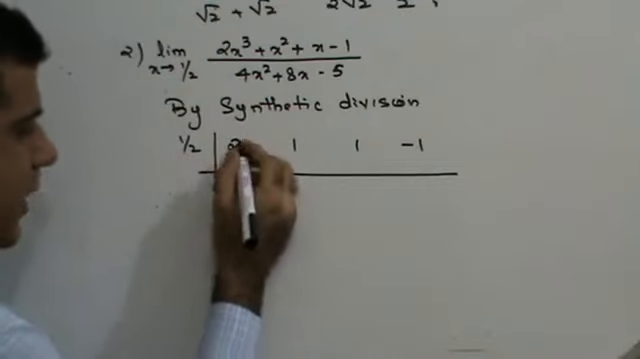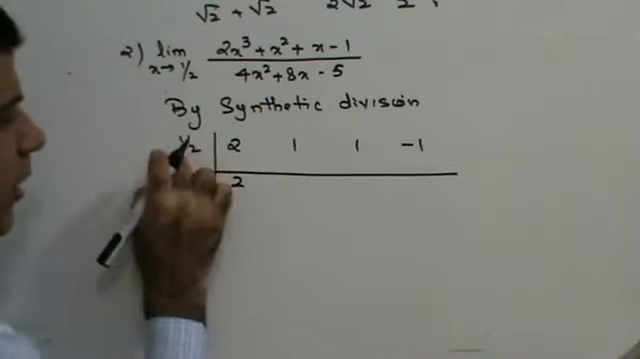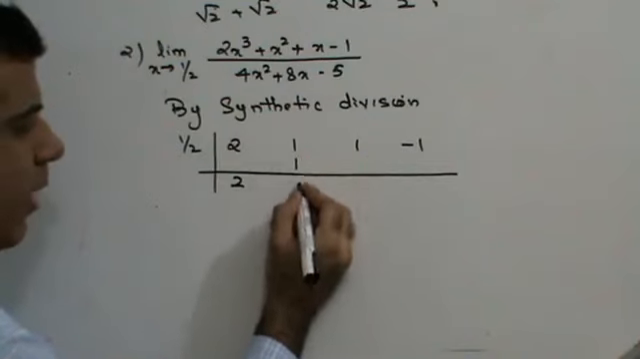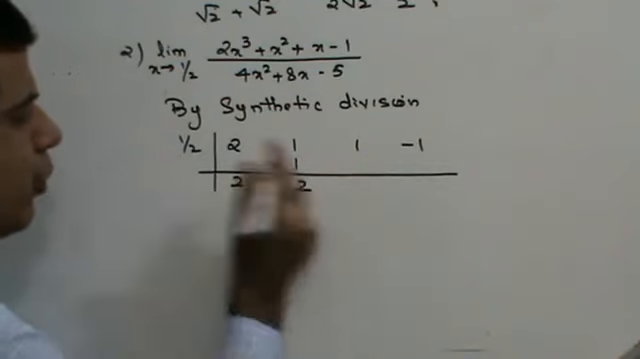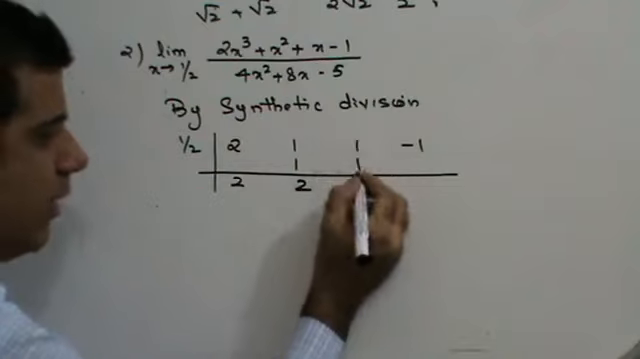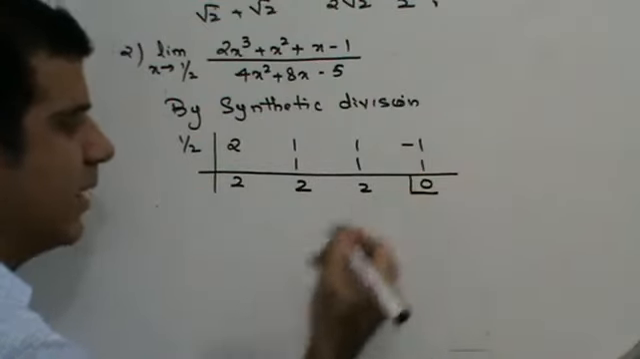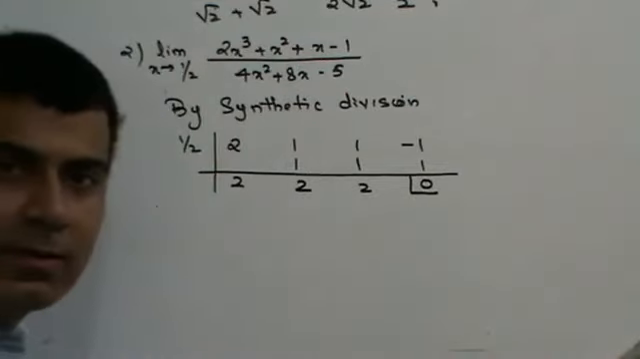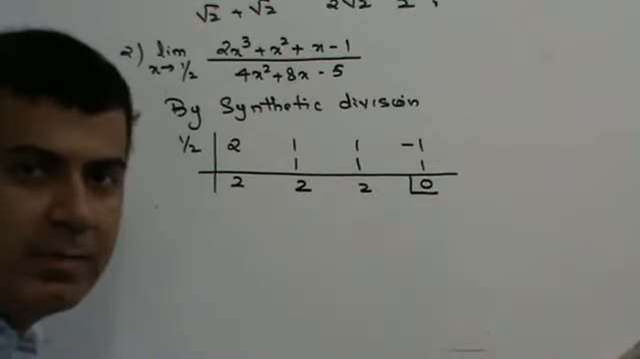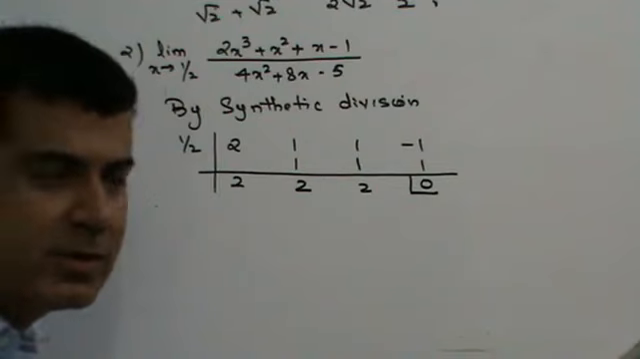Now, bring the 2 down as it is. 2 into half is 1. 1 plus 1 is 2. 2 into half is 1. 1 plus 1 is 2. 2 into half is 1. Plus 1 minus 1 is 0. Since the remainder comes out to be 0, that means my synthetic division is correct.